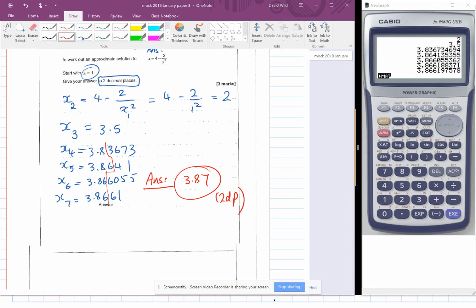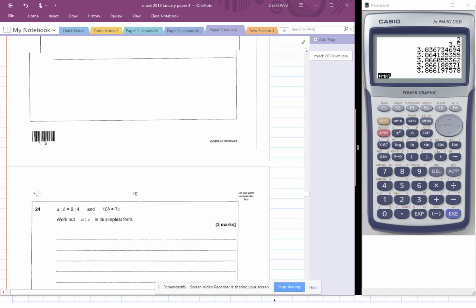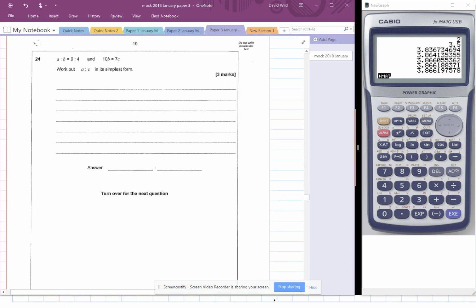Okay, next question. The ratio of A to B is 9 to 4. Now you must remember that ratios are just like fractions. So instead of writing A to B, I'm going to write A over B. They are the same thing. Instead of 9 to 4, I write 9 over 4. Now we also know that 10B is 7C.